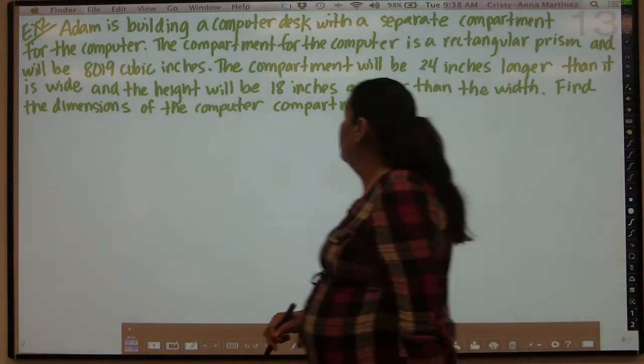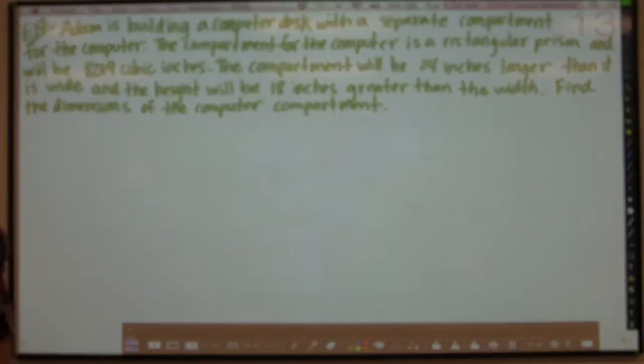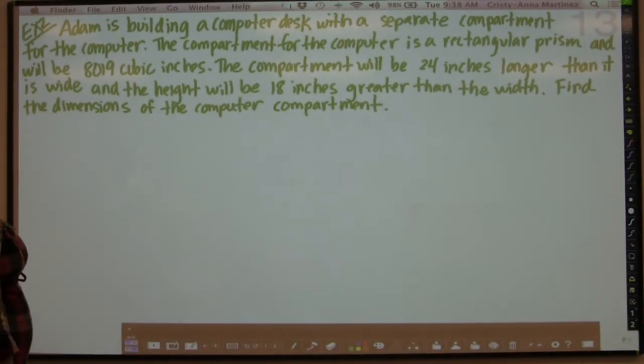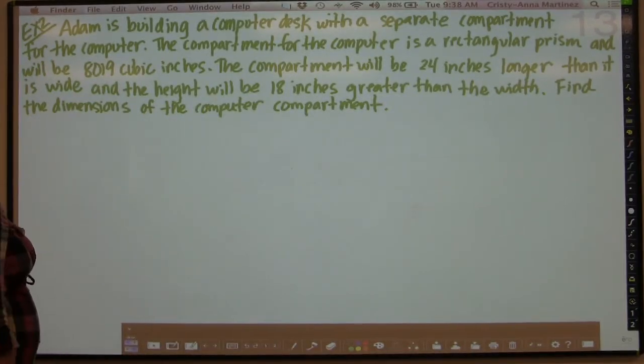It says Adam is building a computer desk with a separate compartment for the computer. The compartment for the computer is a rectangular prism and will be 8,019 cubic inches. The compartment will be 24 inches longer than it is wide, and the height will be 18 inches greater than the width. Find the dimensions of the computer compartment.